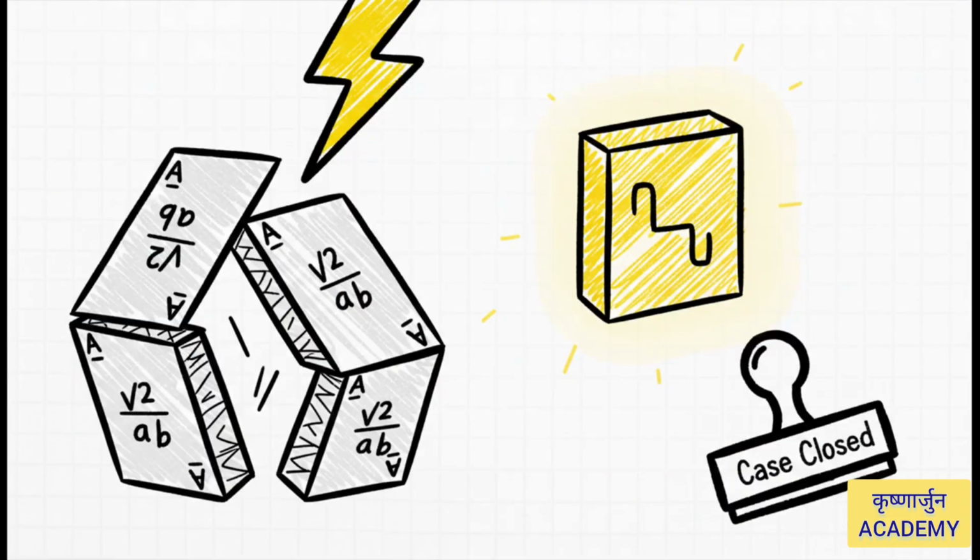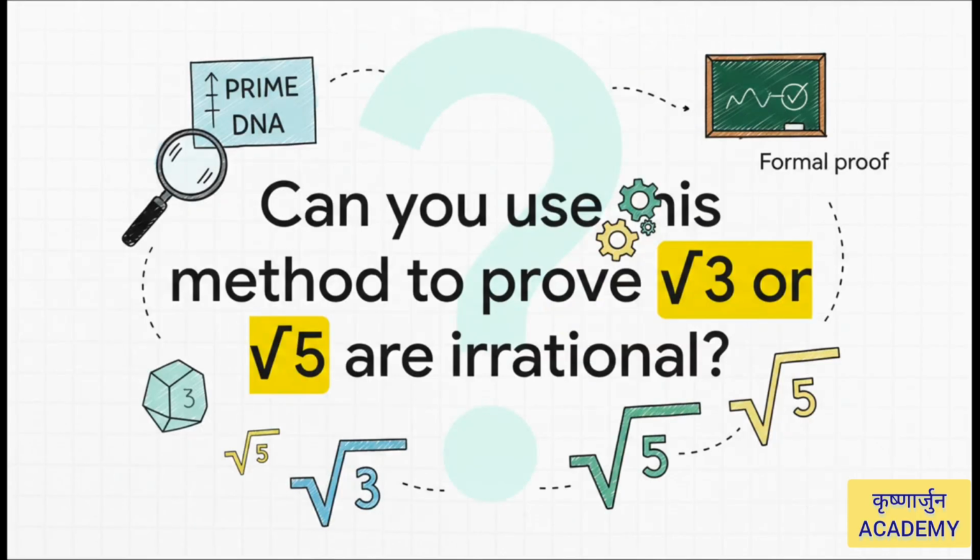So since the thing we assumed at the very beginning led us to a conclusion that is logically impossible, our assumption has to be wrong. The square root of 2 simply cannot be written as a nice, simple fraction. And if it's not rational, it has to be irrational. Case closed.